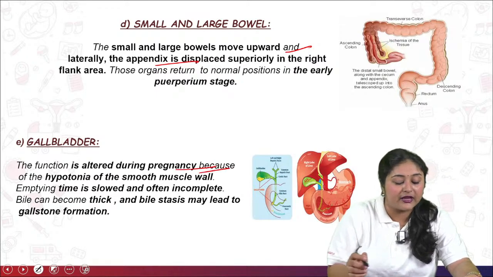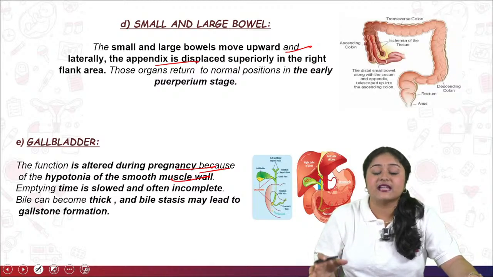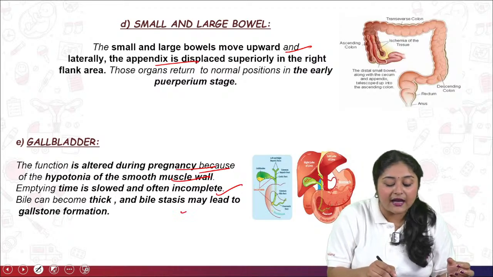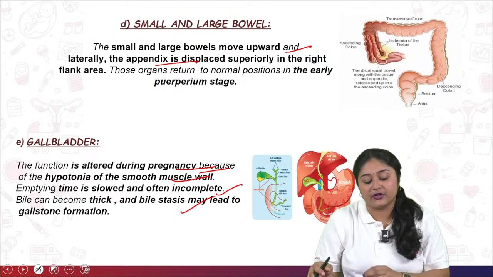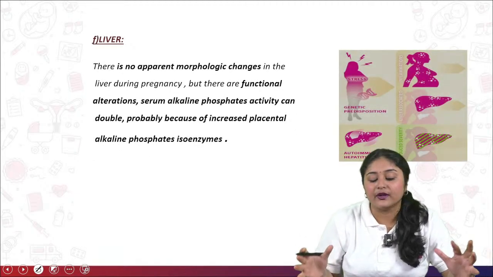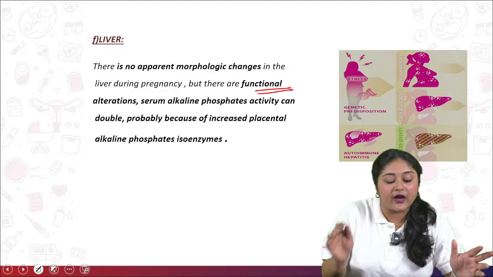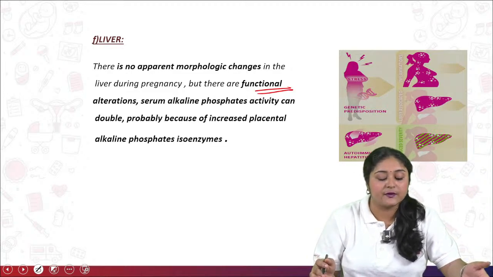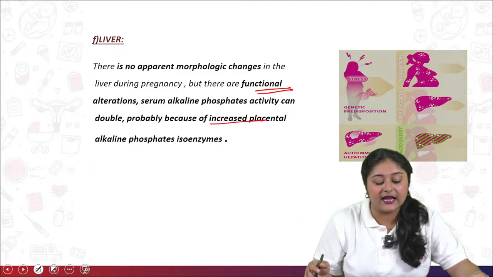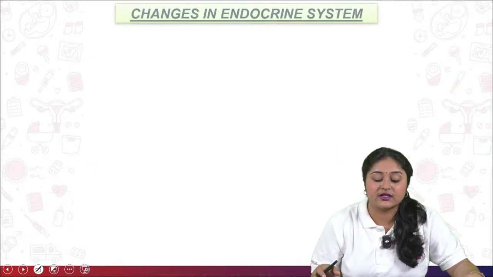The gallbladder is altered during pregnancy because of hypotonia of the smooth muscle, and emptying time becomes slow and often incomplete. So bile can become very thick, and bile stasis may lead to gallstone formation in the gallbladder. Now come to the liver. There are no apparent morphological changes in the liver during pregnancy, but there are functional alterations, like serum alkaline phosphatase activity that might double, probably because of the increased placental alkaline phosphatase isoenzyme. These are all the changes happening in the gastrointestinal system.